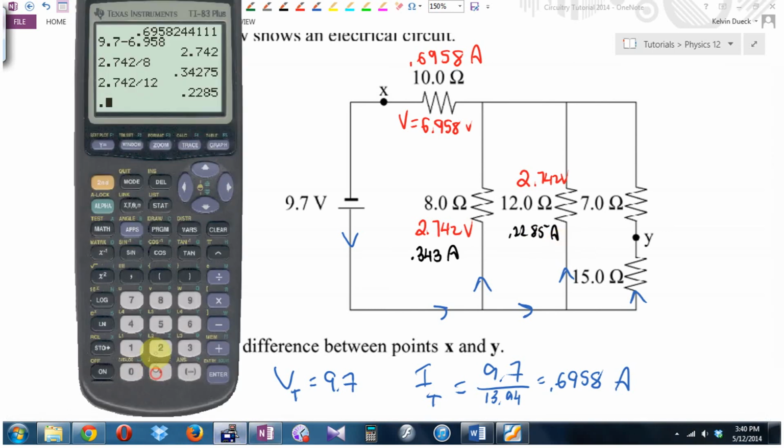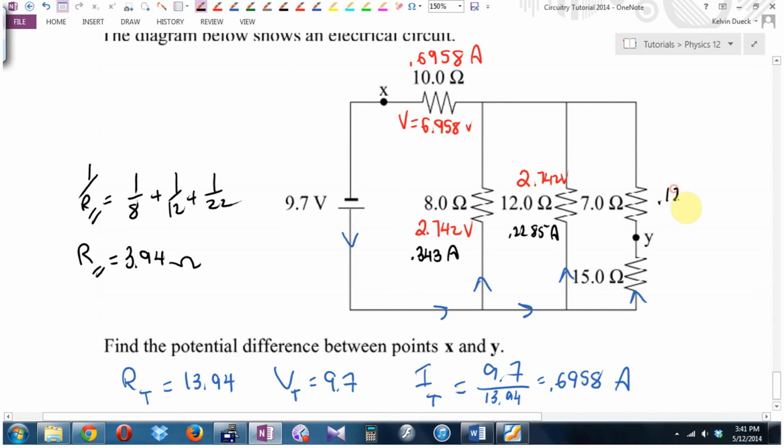That leaves me with 0.6958 minus 0.2285 minus 0.343. I hope there's some current left over to go into that right-hand one. Whew, there is. 0.1243. 0.1243 amps. I've been doing voltage in red. Let's be consistent.